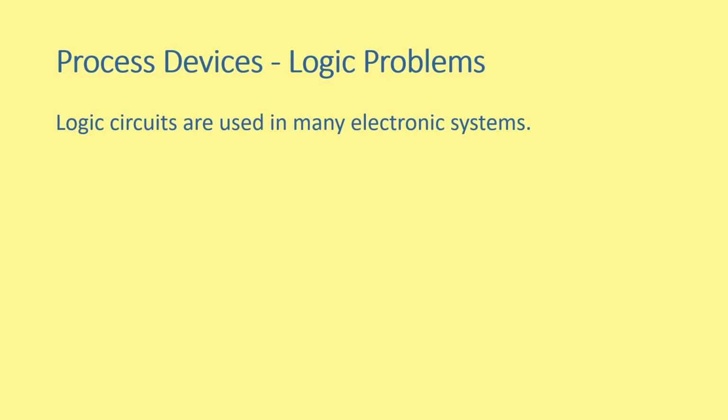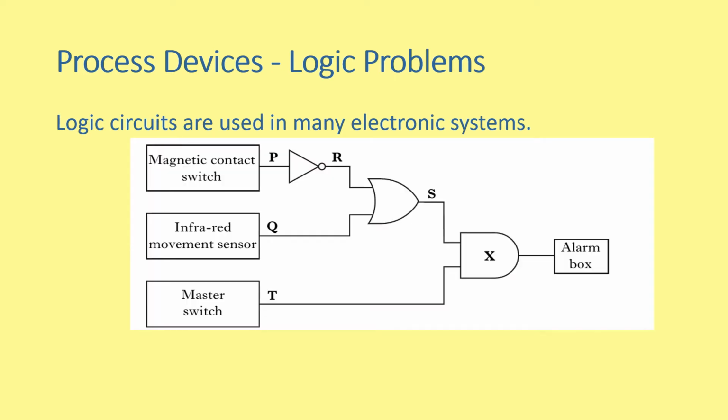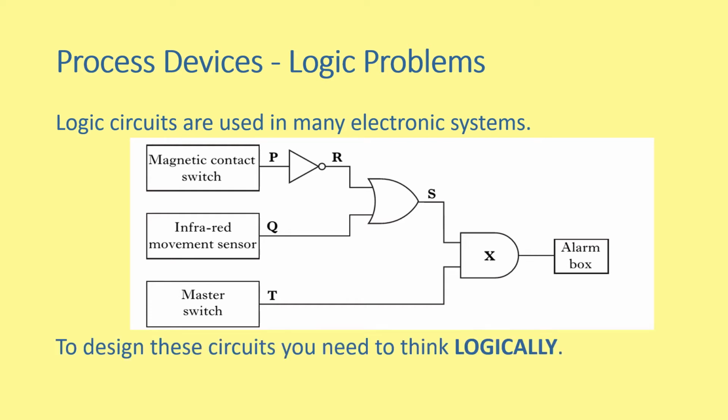Logic circuits are used in many electronic systems. Here is an example one just here. We've got a magnetic contact switch, an infrared movement sensor, and a master switch, and these are all connected via AND or NOT gates to an alarm box. To design these circuits, you need to think logically.